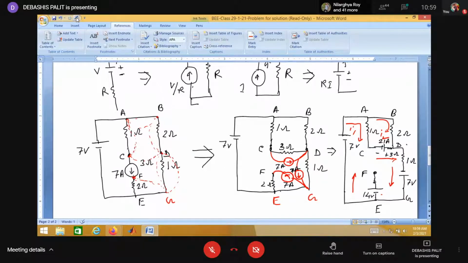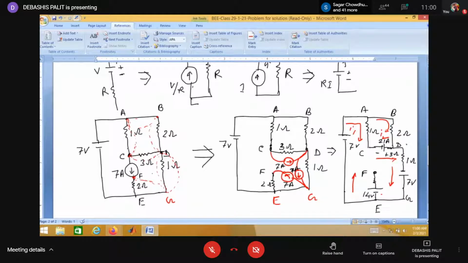Sir, I have a query here. Please draw the resistor between C and D. Now if I want to write the mesh equation for the CDGE loop, sir, can I do that?